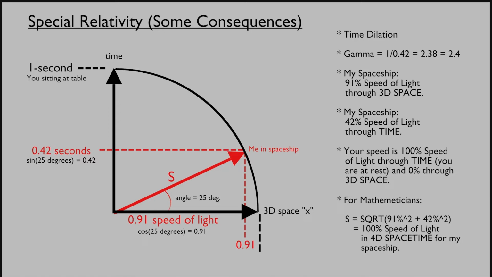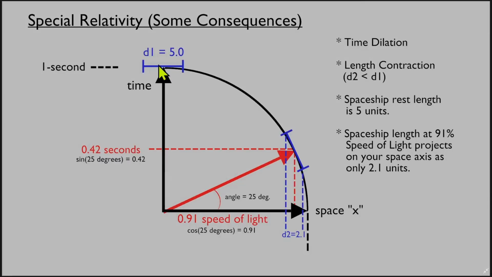Now, let's take a quick look at what happens to the length of the spaceship that I'm in. Let's quickly go back to our table when we were at rest relative to each other, and we both agree that the length of my spaceship is 5 units long. Here's the back, here's the front, that's 5 units. But now let's look at how the length of my spaceship projects on your space axis when I'm moving at 91% the speed of light again.